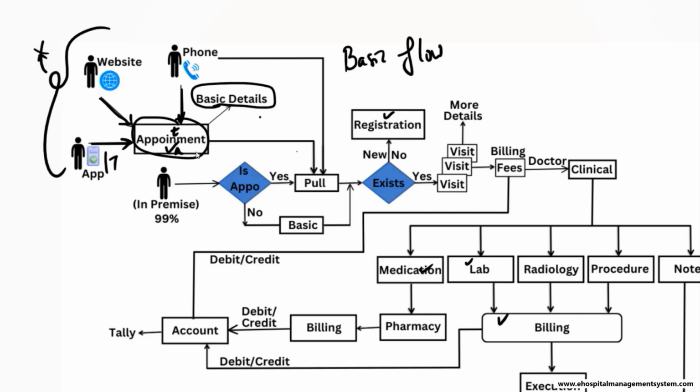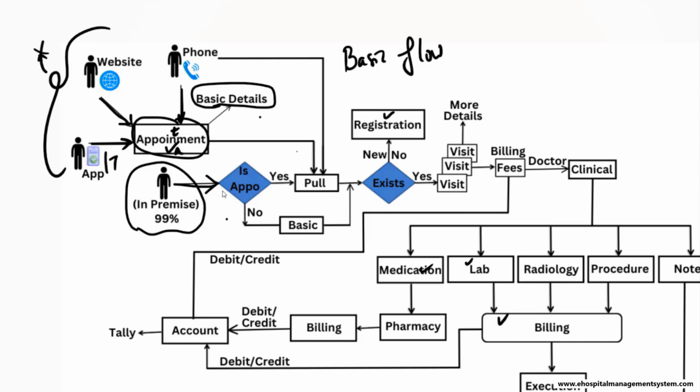Now that we are done with the appointment, let's say the patient has made the appointment, and after some time he comes to the hospital. Please note that 99% of the times, I'm talking about Asia, India, Nepal, Bangladesh, Sri Lanka, Pakistan, the patient directly comes to the premise. I'm not aware of other countries. Do they really have to book an appointment and come? If you have a different flow, please write it in the YouTube comments. But 99% of the time the person can come in the premise directly as well. So what happens if he is in the premise?